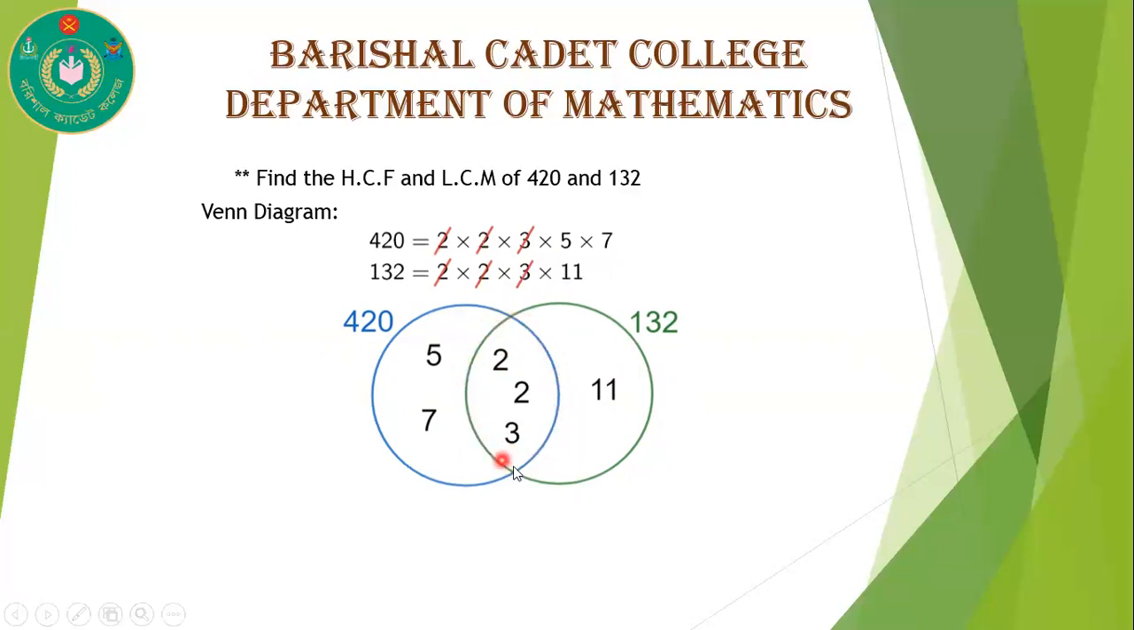So HCF is equal to 2 into 2 into 3, that means 12. And the LCM is 5 into 7 into 2 into 2 into 3 into 11, that means 4620.